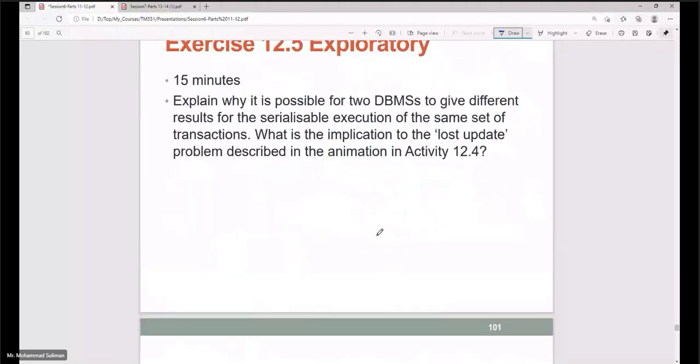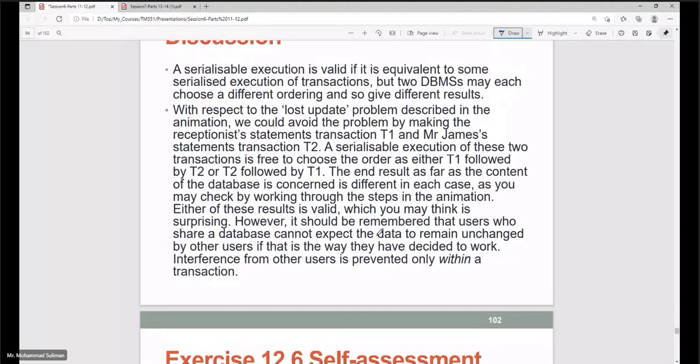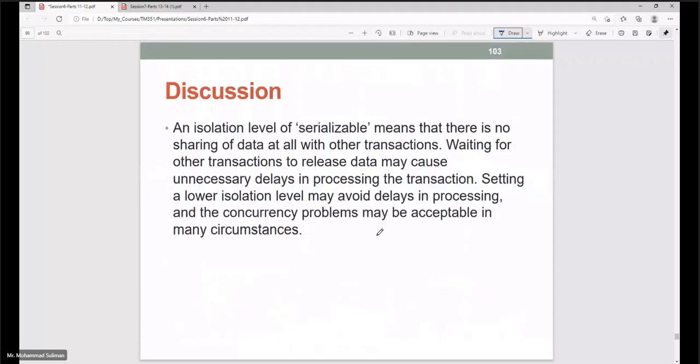Yeah, serializable execution. Transaction and submission, serializable and transaction.